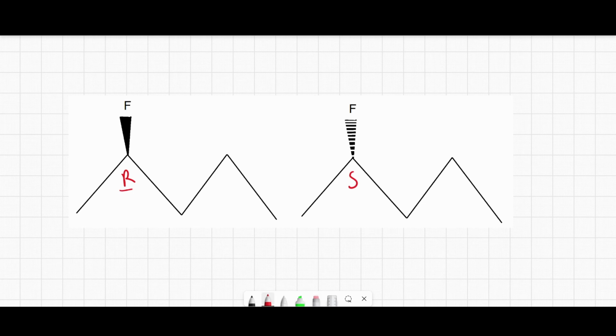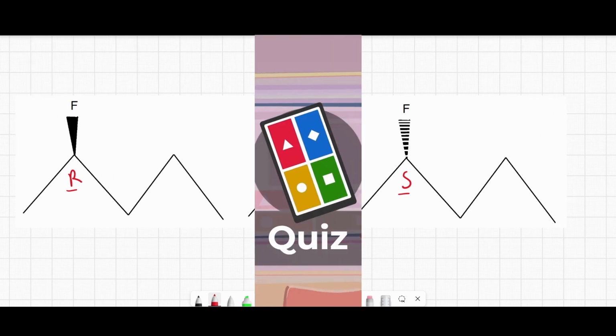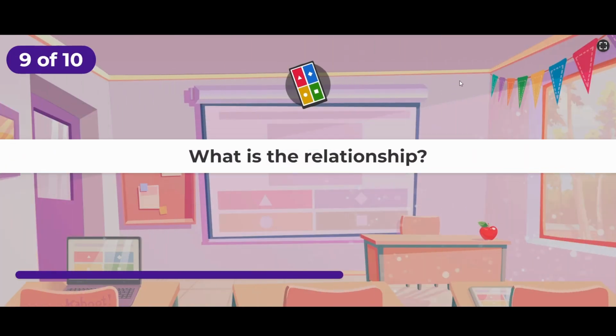They otherwise have all the same atoms connected in the same way, so with those opposite chiral centers, they are indeed enantiomers. Question 9. What is the relationship?